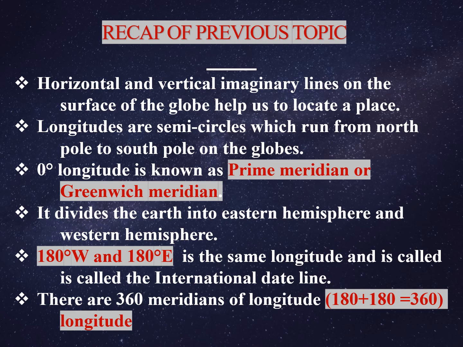Why do we call Greenwich meridian a prime meridian? Otherwise, why is prime meridian called Greenwich meridian? Because the Greenwich meridian passes through the British Royal Observatory at Greenwich near London. That's why it is called Greenwich meridian.